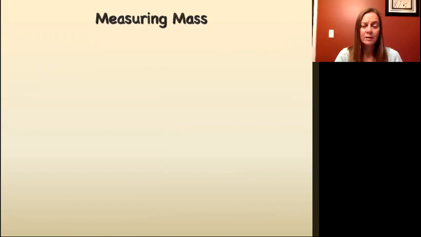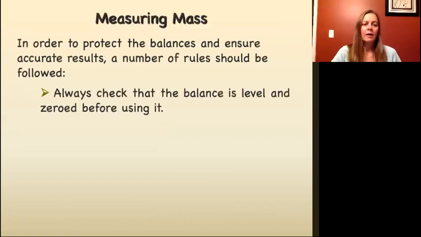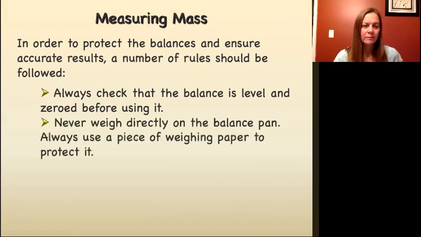In order to measure mass properly, there are some rules we need to follow with the balance. We want to always check to make sure that our balance is level and zeroed out before we use it. There's a little bubble level on the balance, and you can adjust the feet to make sure it's level. Now we're going to push the button that says 0 to zero it out. We're never going to weigh directly on the balance pan. We're always going to use either a weighing boat or a piece of weighing paper to protect the pan.